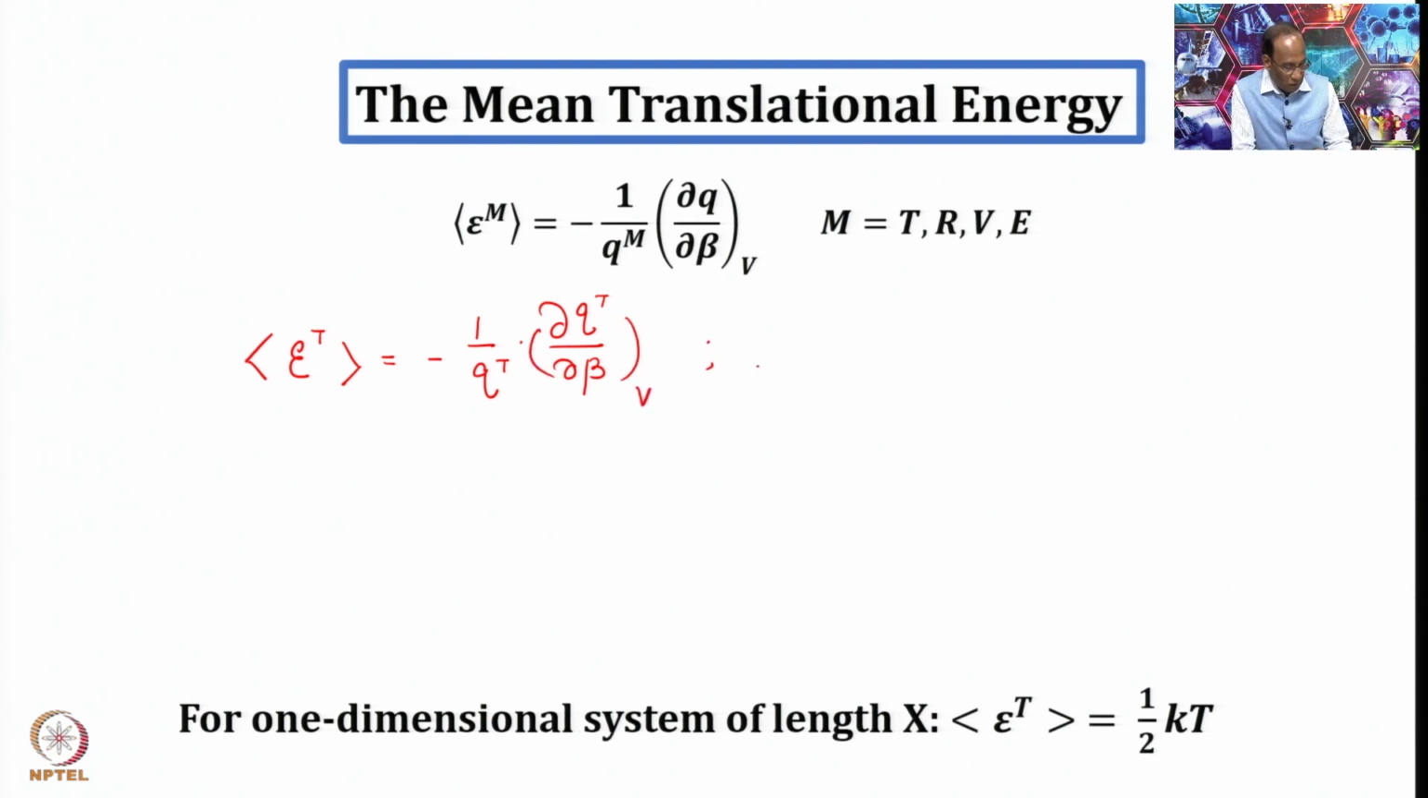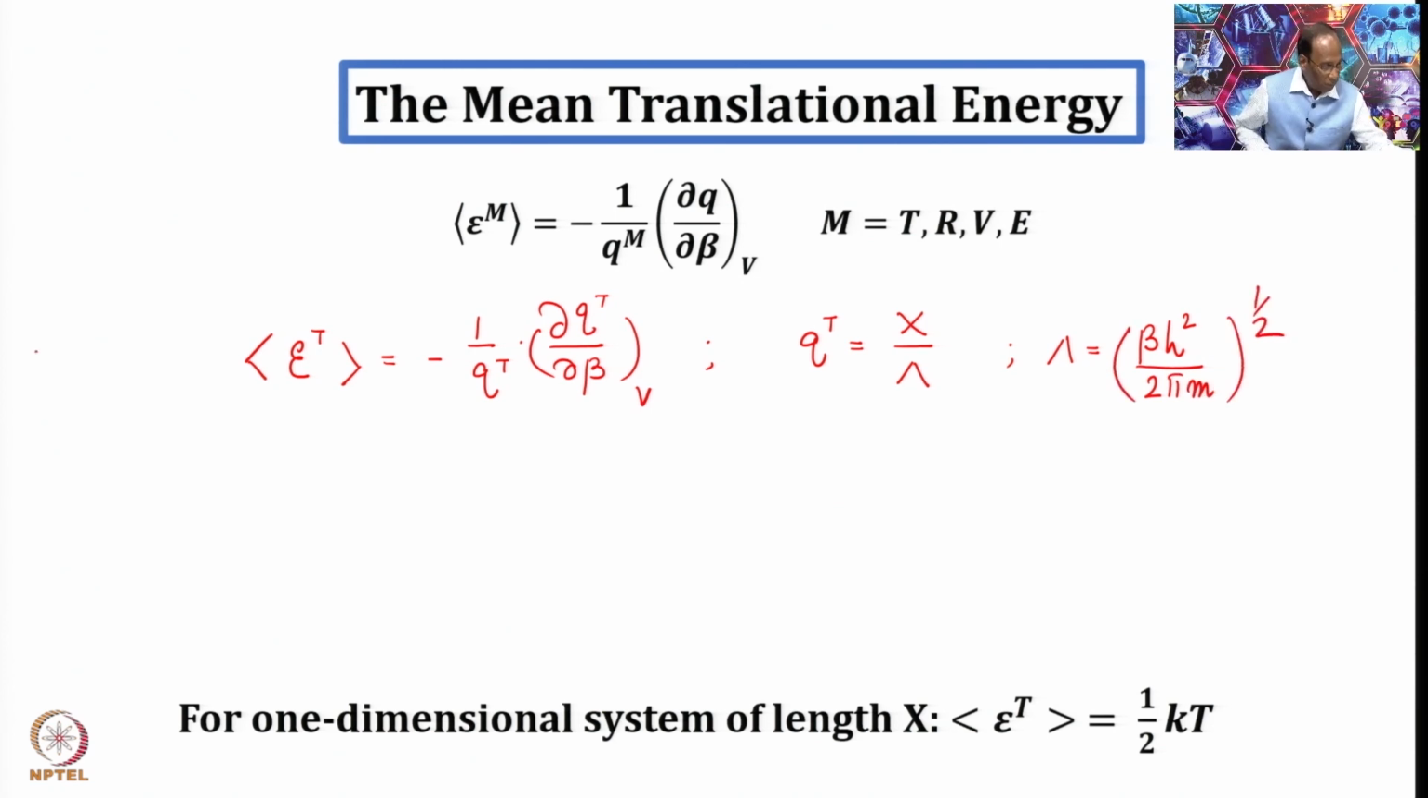Now, let us consider q translational in one dimension, which is equal to x upon lambda. It is one dimensional movement, x is the length of the container, lambda is the thermal wavelength. Lambda is equal to beta h square over 2 pi m, square root. Remember that we are talking here about one dimensional translational movement of the molecule or of the particle. Now let us substitute.